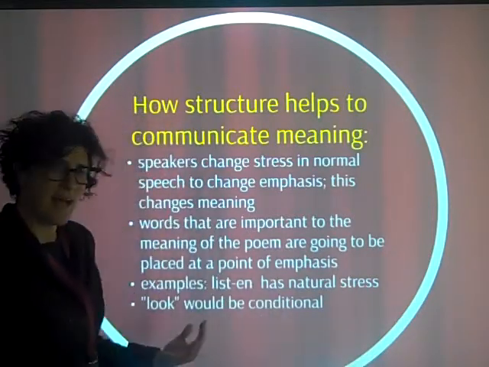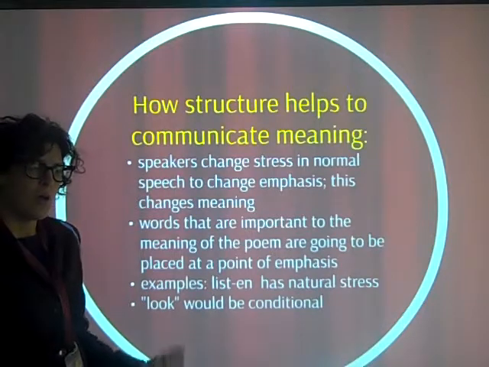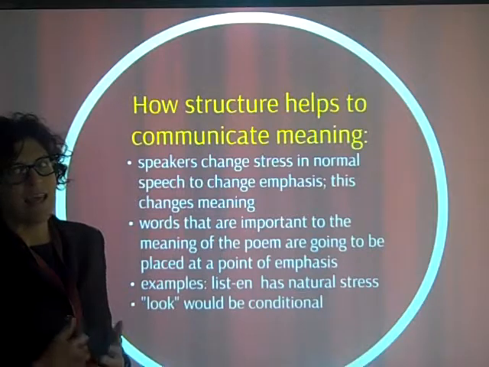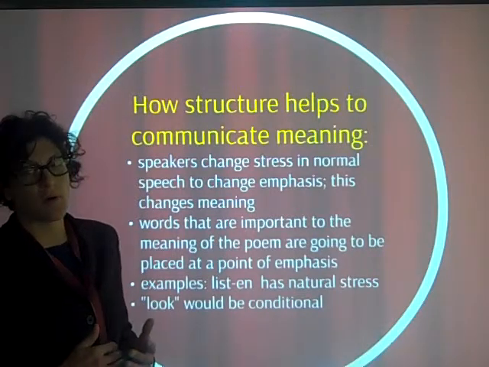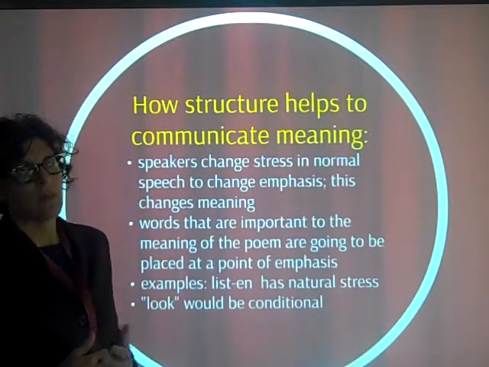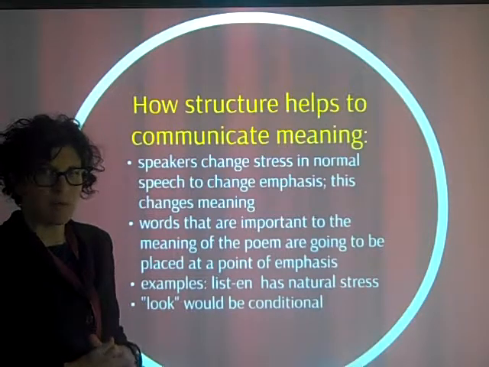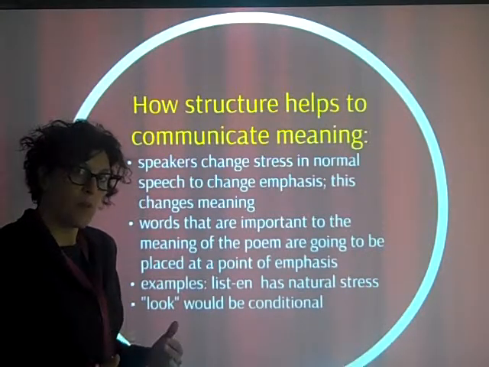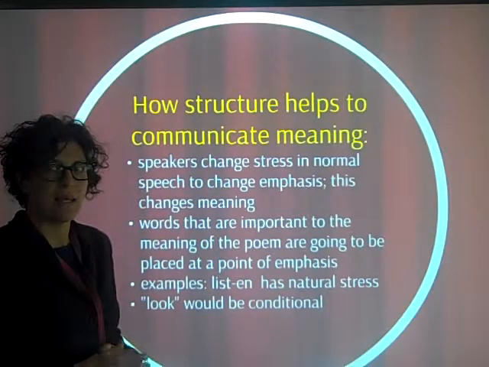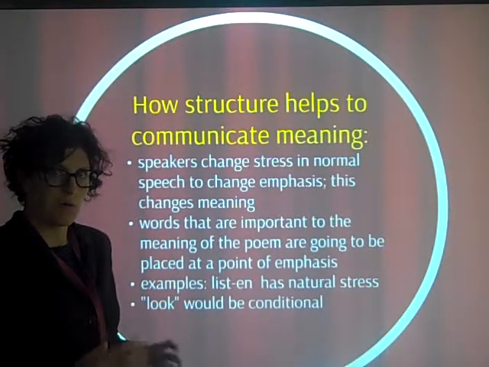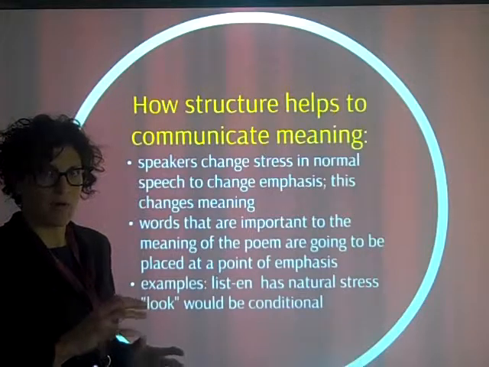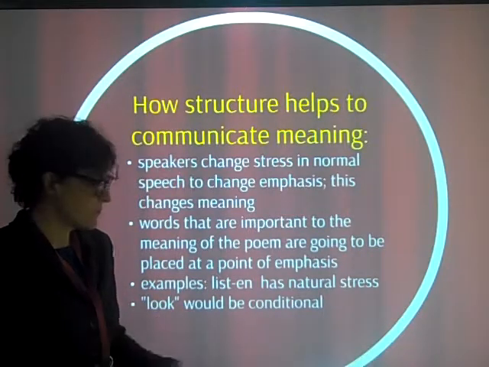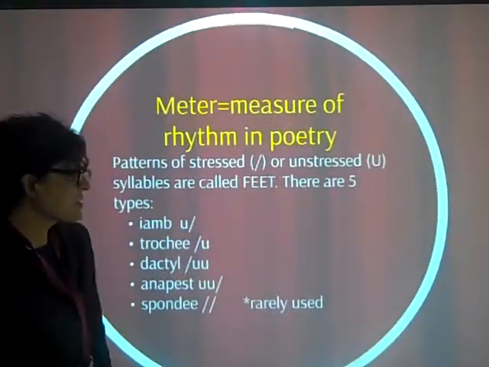In poetry, as in regular speech, words have a natural pronunciation. For example, the word listen has two syllables with the stress going on the first syllable. But the word look, which is one syllable, could be stressed or unstressed. It depends on if that word is important enough to the poet to get meaning, to get stress. Poets will arrange words in a line of poetry so that they fall where the rhythm of the stress falls. There are names for those kinds of rhythm.